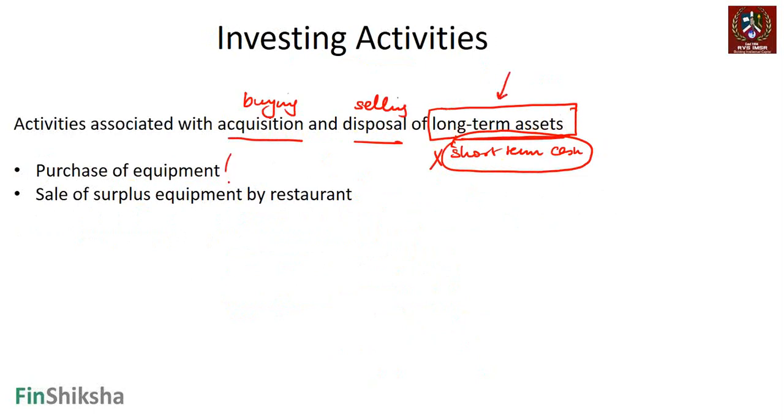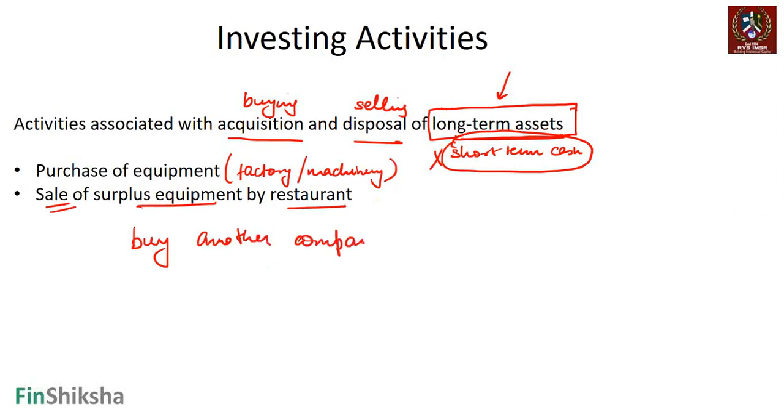Now, when you look at long-term assets, what are long-term assets? So purchase of equipment. When we say equipment, long-term equipment in the form of factory, machinery, etc., right? Now, let's say a restaurant goes and buys surplus equipment. You bought more than what was needed. If you sell that, the sale of that is also considered investing activity, right? If you go and buy another company, that is also effectively buying factories of that company, buying the land of that company, buying the machinery of that company. So all that also falls under investing activities.